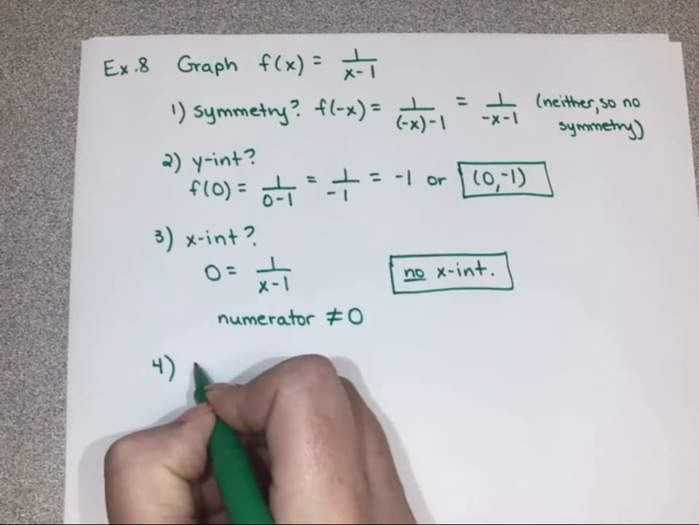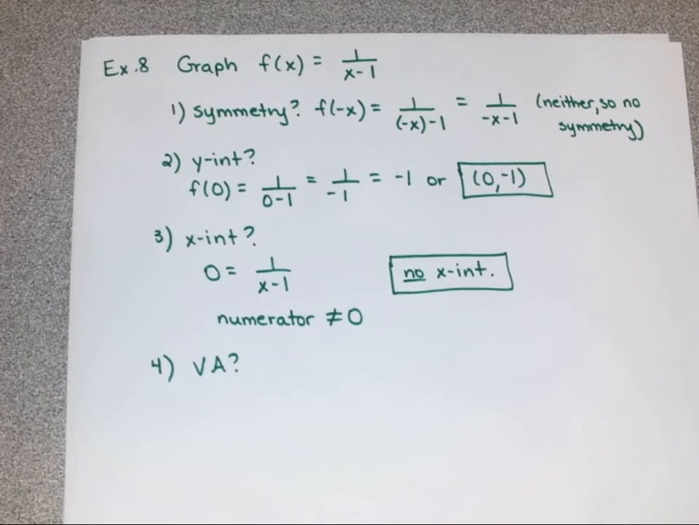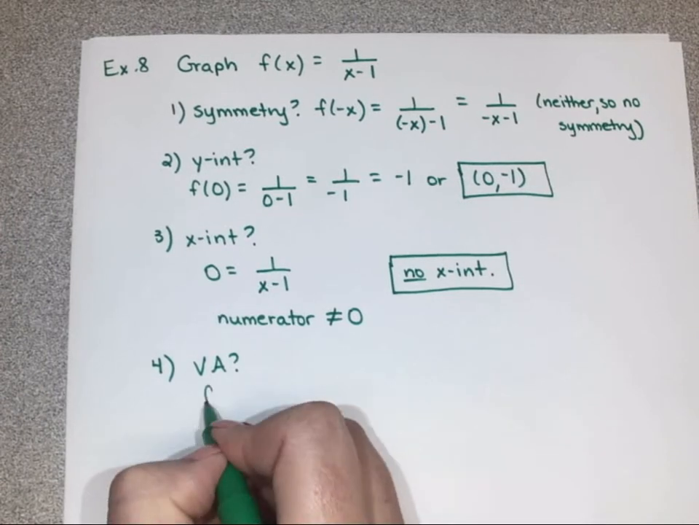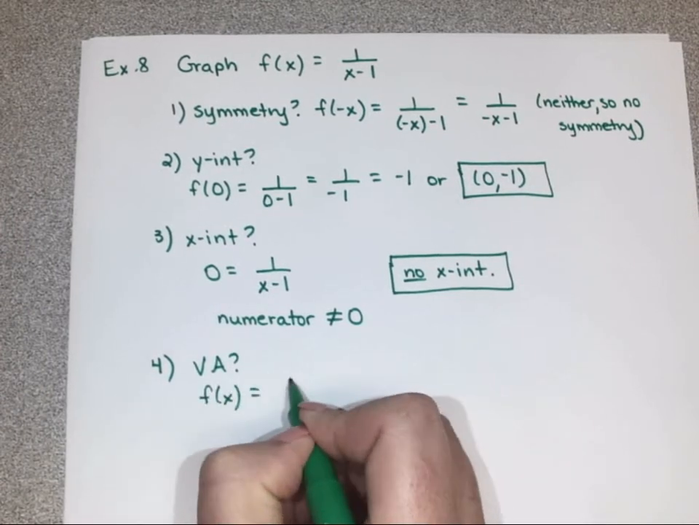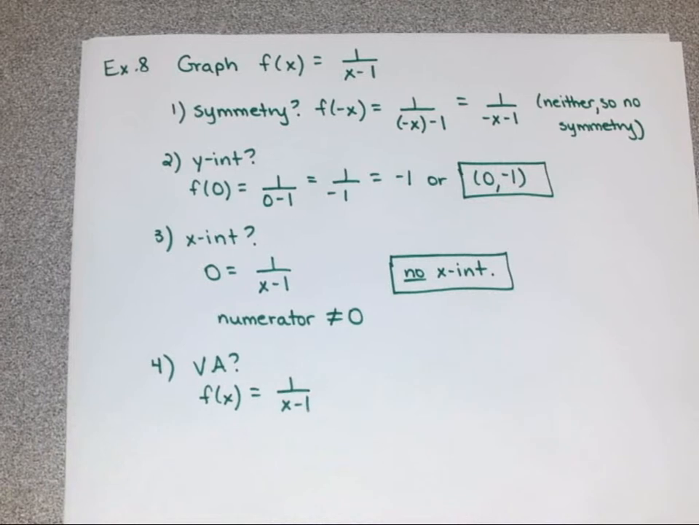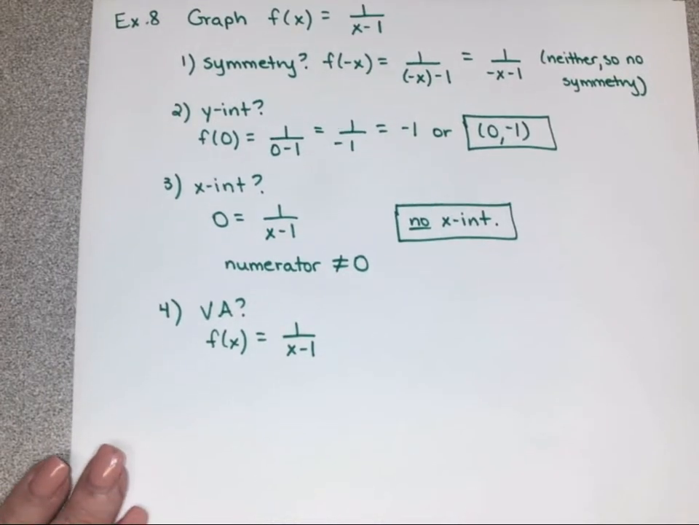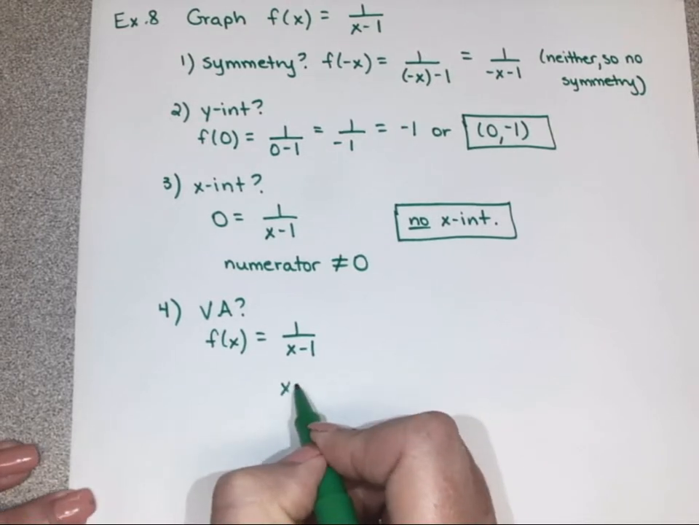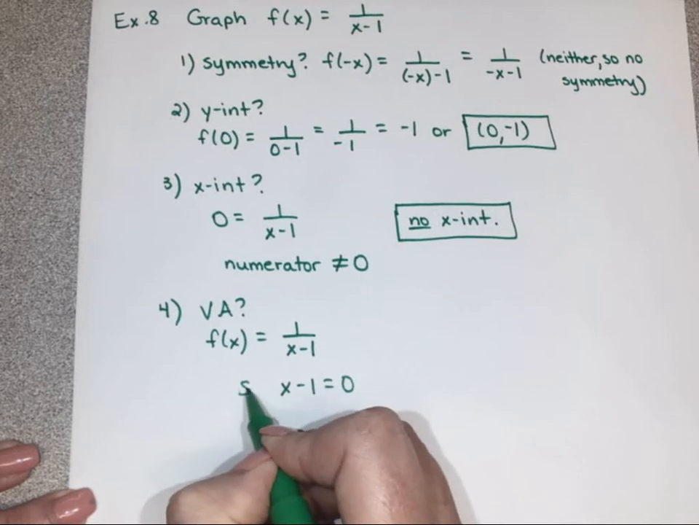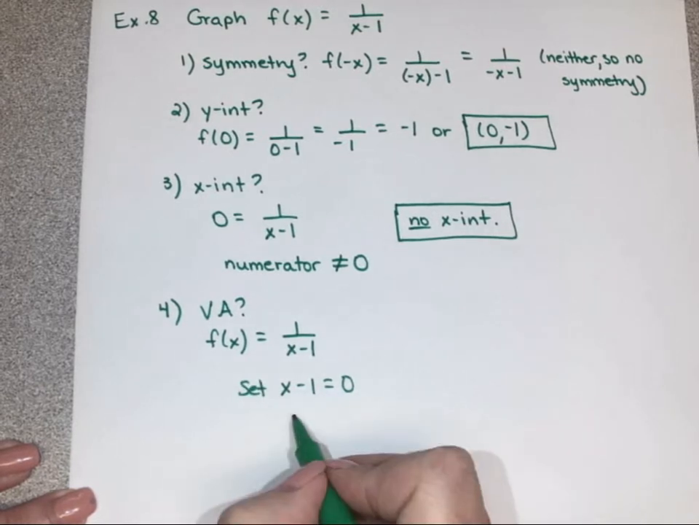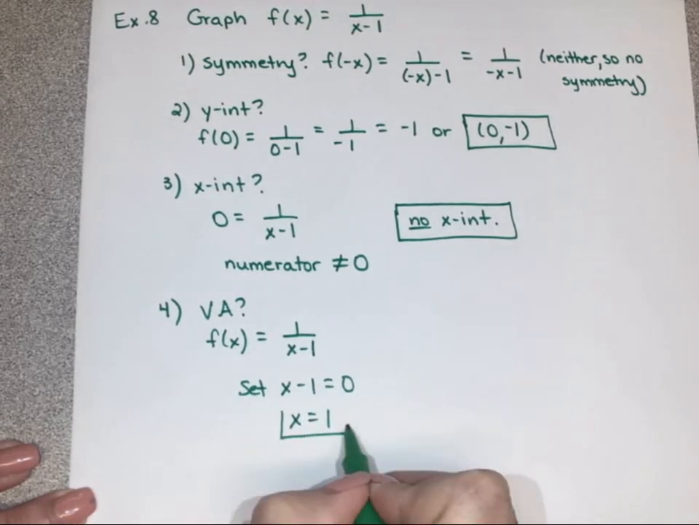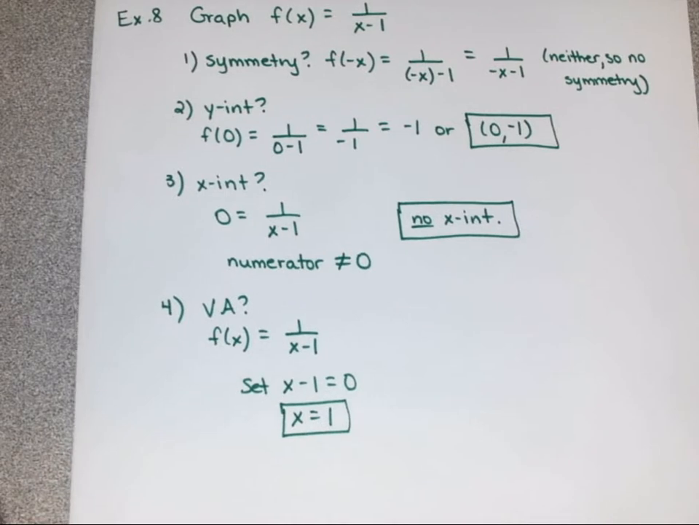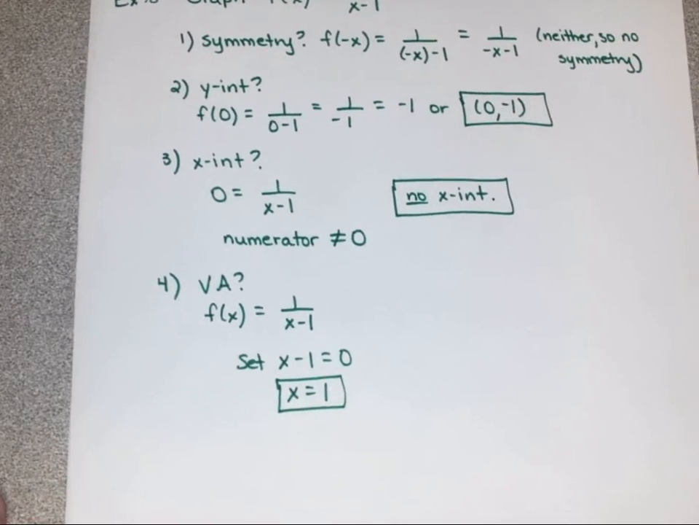Step number 4 is to find any vertical asymptotes. So let me write the equation again. Simplify, then set the denominator to 0, right? But that's easy to do, right? So what would x minus 1 equal to 0? So what would we get? x equals 1, right? So there's a vertical boundary line at 1.